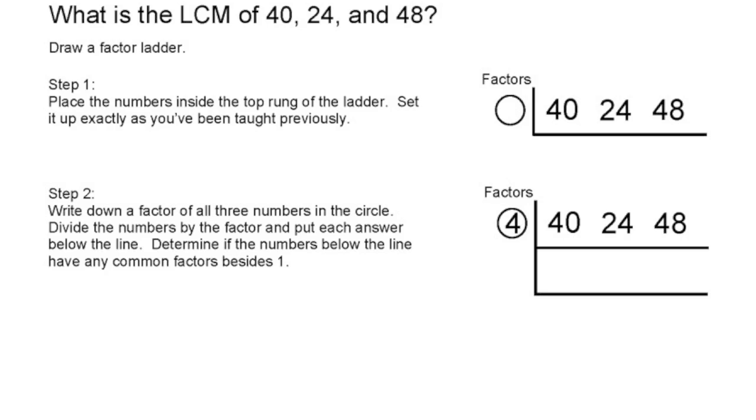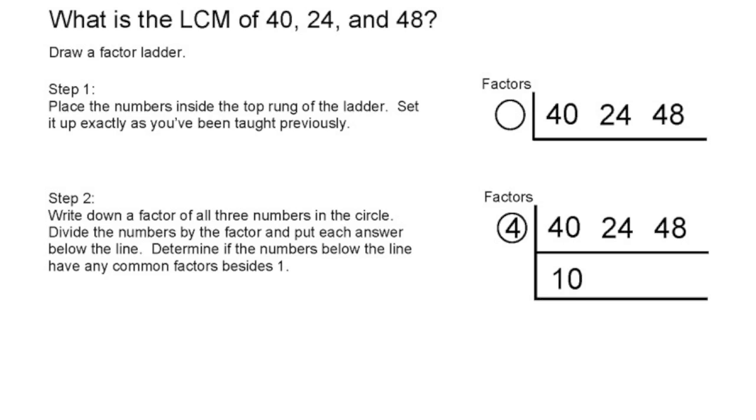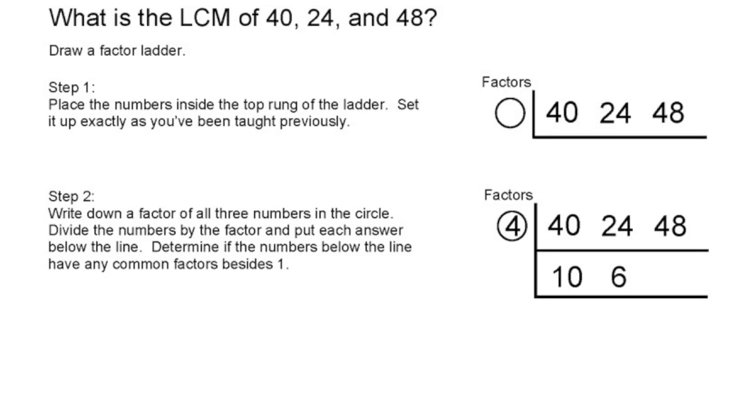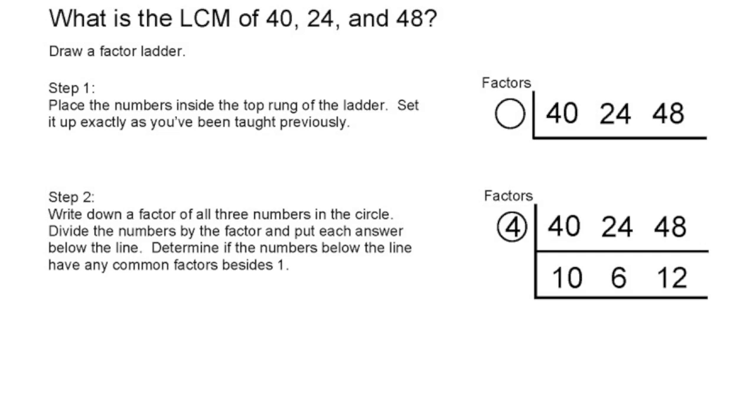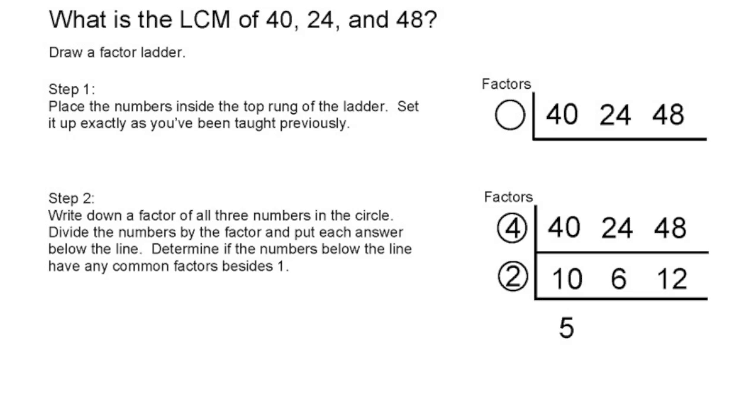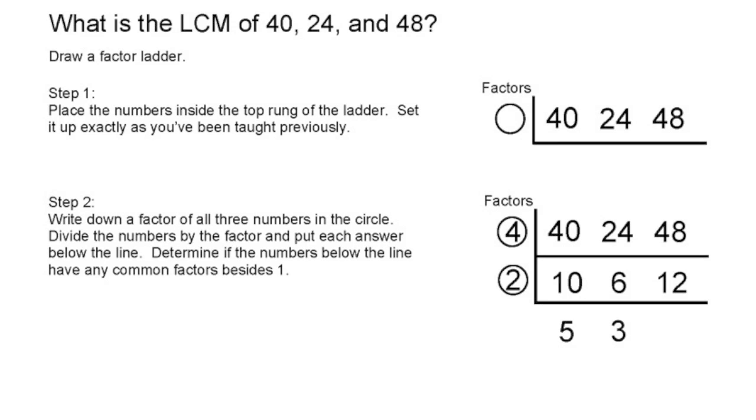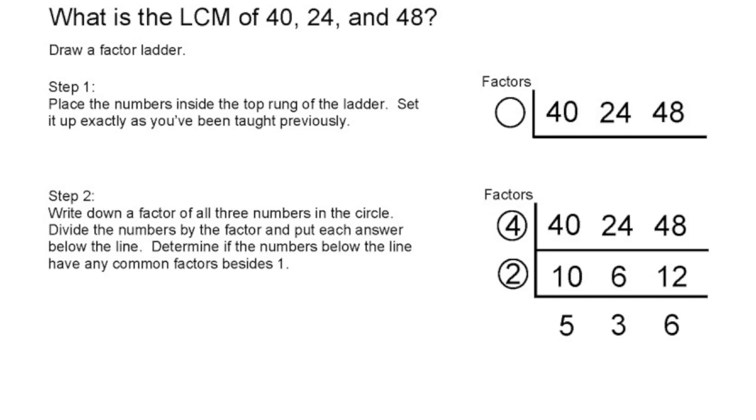So 4 will go into 40 10 times, 4 will go into 24 6 times, and 4 into 48 is 12 times. Do they have any common factors from there? Yes, they do. 2. So 2 will go into 10 5 times, 2 will go into 6 3 times, and 2 will go into 12 6 times. So now I'm thinking, okay, 5, 3, and 6.